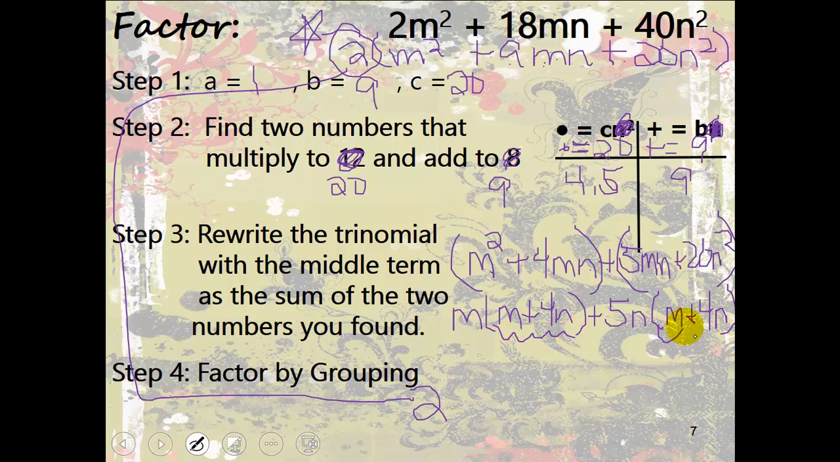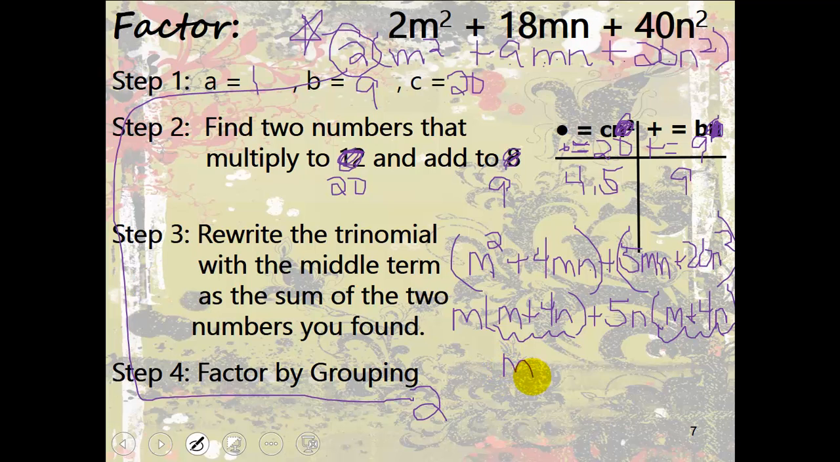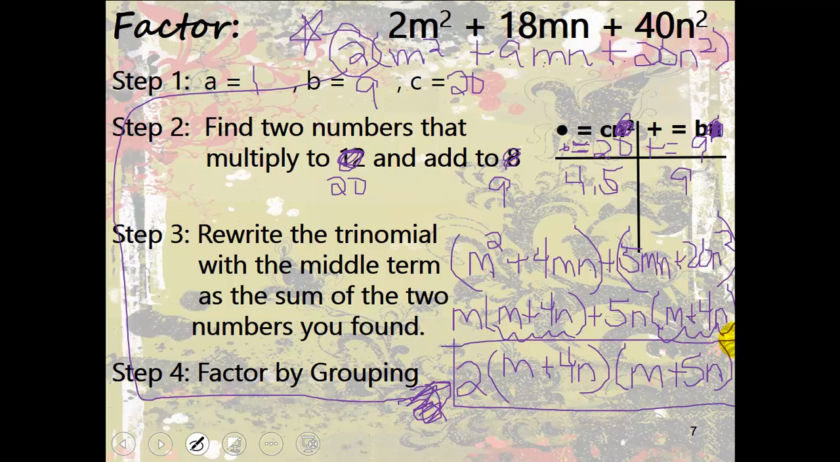So I have m plus 4n, and then I have m plus 5n, and then I have this 2. All right, and then I'm done. I factored it just like this. We have to be really good factors so that we can be really good solvers.